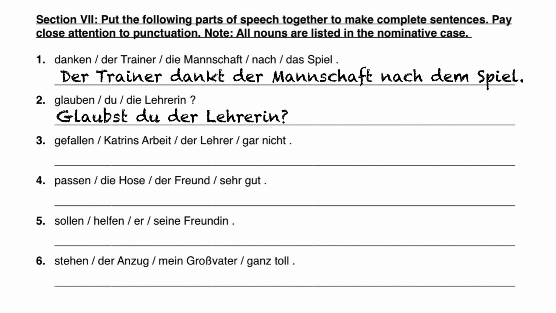If in English you would say, whom do you believe? That would be the accusative case. You would think, hey, it should be accusative in German. But glauben is a dative verb, so we have to use the dative case here.